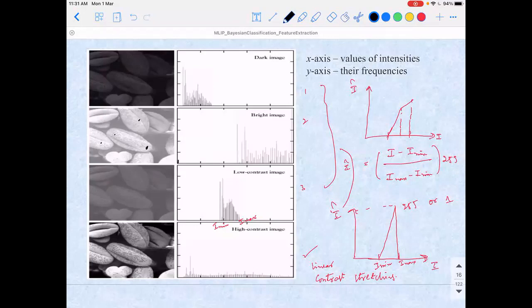Right. So in that case, what do you suggest? We can remove the noise first and then do the stretching. Okay, fine, good. So if you can remove the noise, you can remove it and then do the stretching.